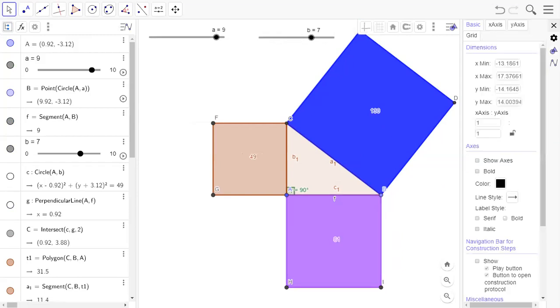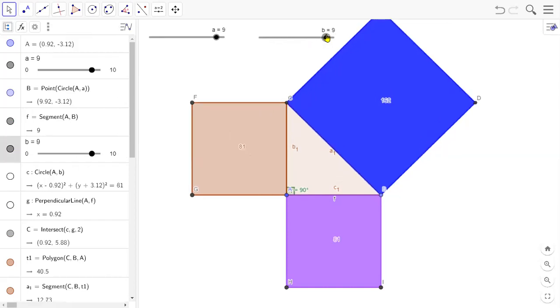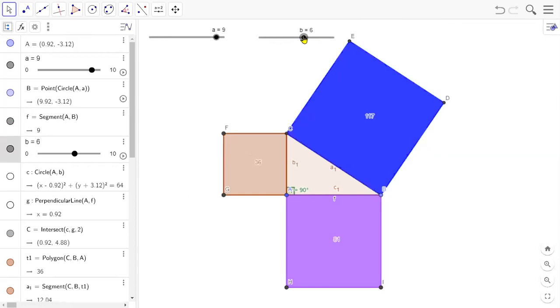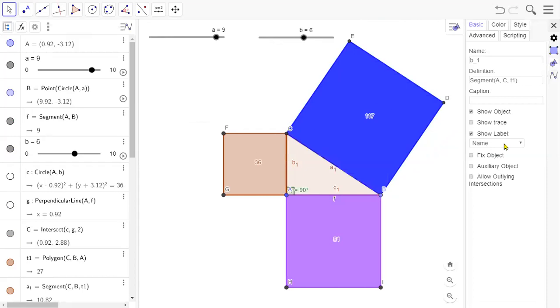Here in this step we have just created the three squares by taking the three sides of this right angle triangle. Let me change the measurement of the sides of this right angle triangle. First of all, let me take these sides, and we can show the length of these sides also. This is just 6 units, and doing the same thing for these also.